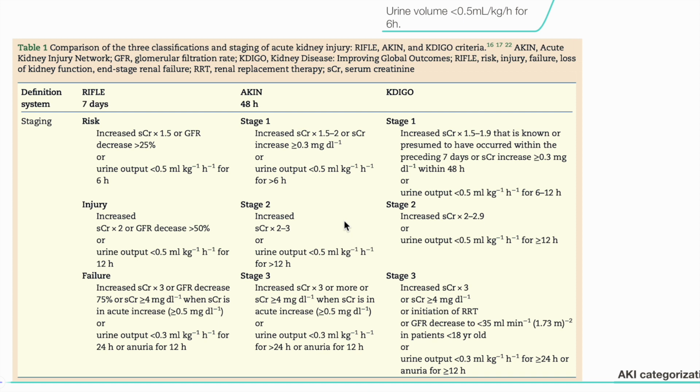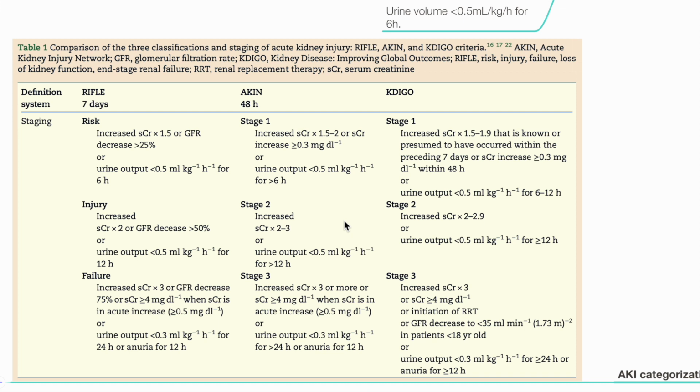For stage 3, serum creatinine is increased by 3 times or more, or serum creatinine increased by 4 or more mg per dl when serum creatinine is in acute increase, or urine output less than 0.3 ml per kg per hour for more than 24 hours, or anuria for 12 hours.